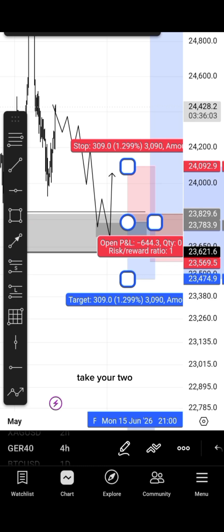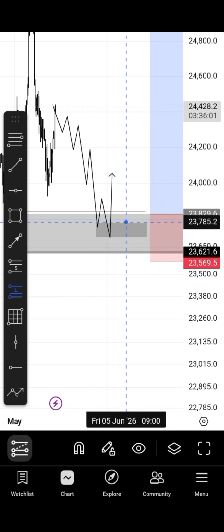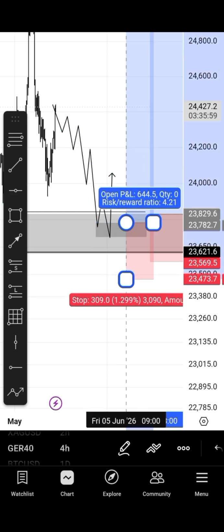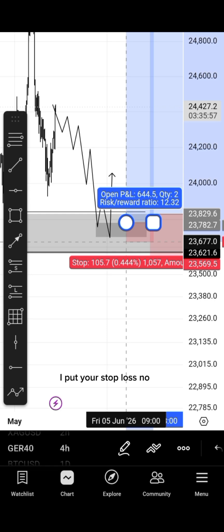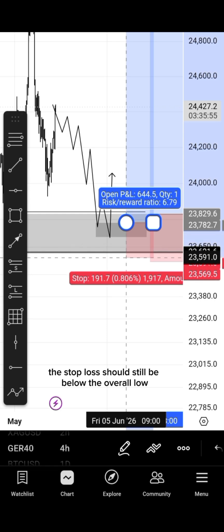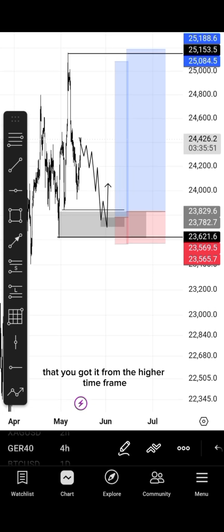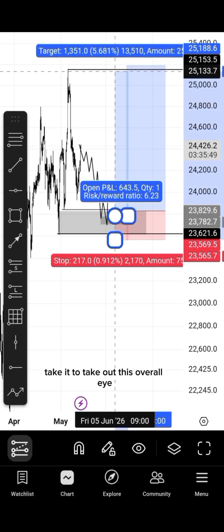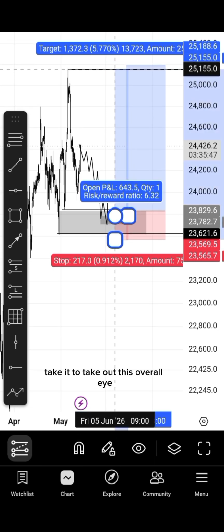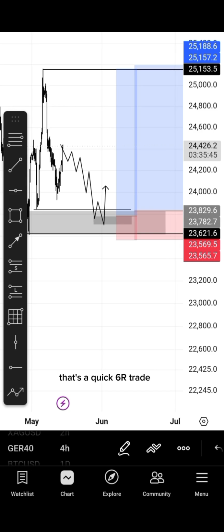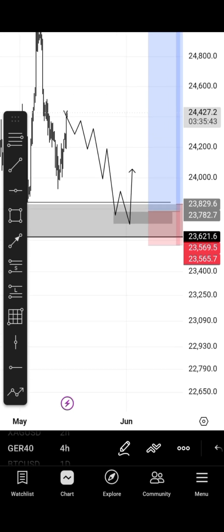Take your tool and put your stop loss. No, that's wrong. The stop loss should still be below the overall low that you got from the higher time frame. Take it to take out this overall high. That's a quick 6-hour trade. Very easy.